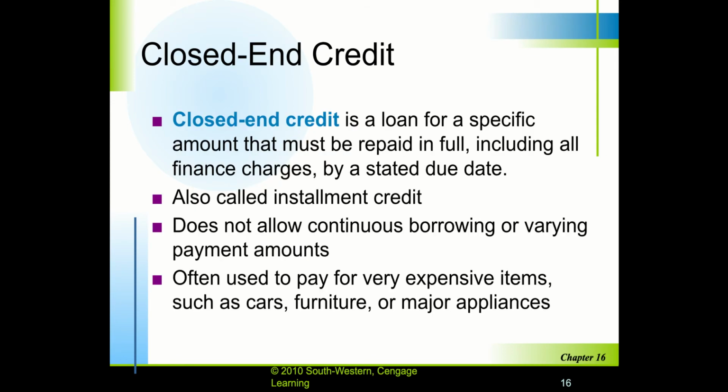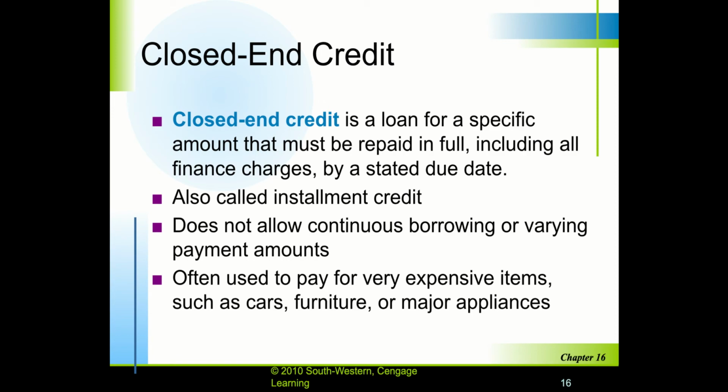Closed-end credit is a loan for a specific amount that has to be repaid by a stated due date. So open-end credit is sort of you've got maybe $10,000 or $20,000 of credit to do what you want with. Closed-end credit is this specific amount. You cannot go over, and you have to pay it by a certain date. It's also called installment credit. It's not continuous borrowing like credit cards are.